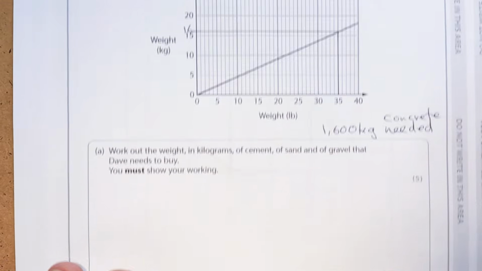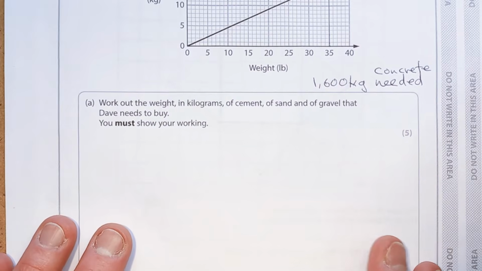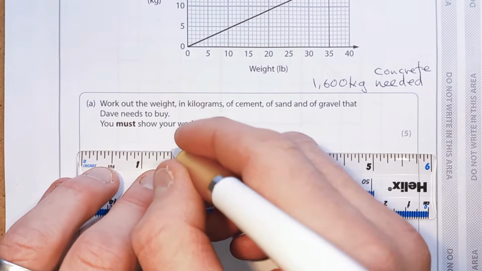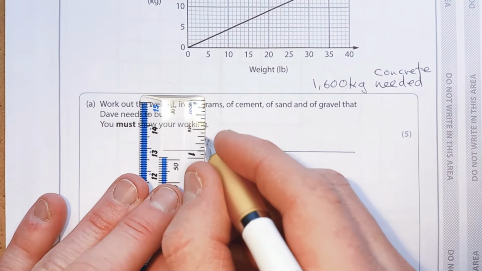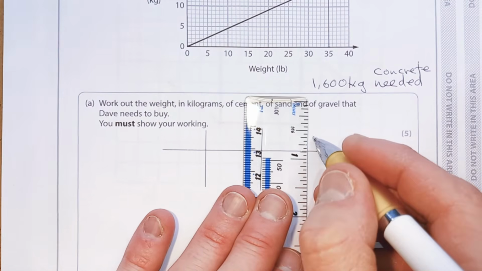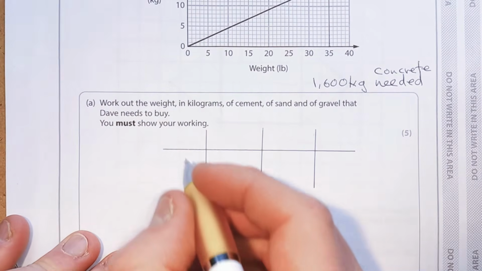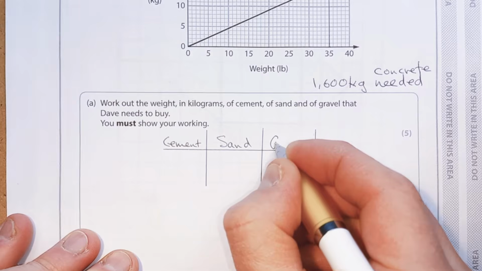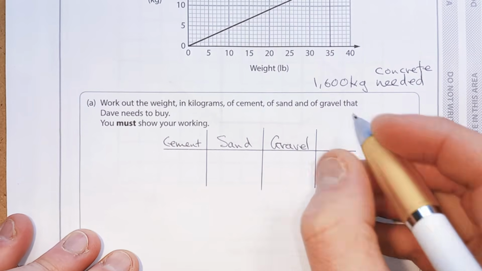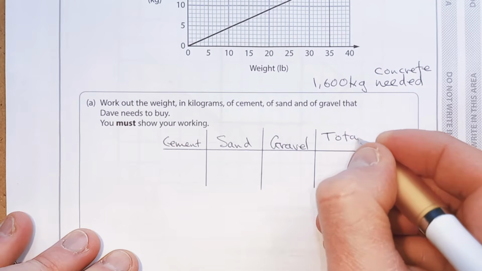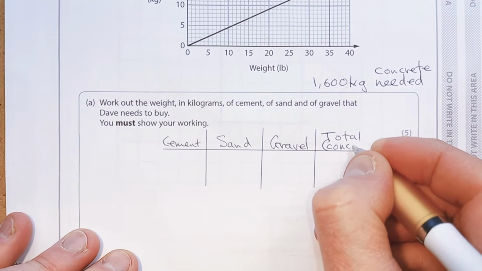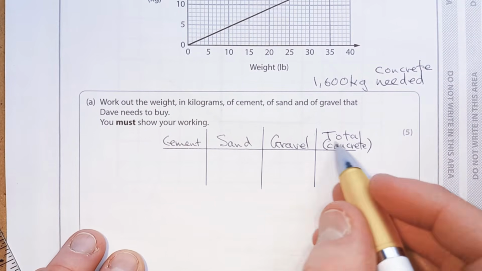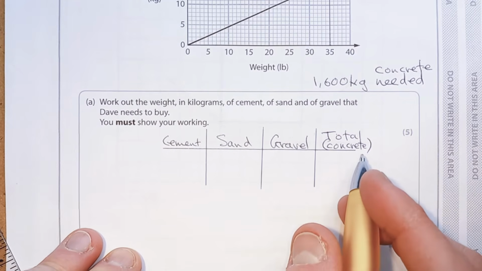Right, so let's start to work with our ratios. So I'm going to draw a table. And in our table, we're going to need cement, sand, and gravel. And then we're going to have a total column. But actually the total is what they're calling concrete. Because you mix these things together, you get concrete. But I think it's clearer because we're used to having a total column. So we're going to have that in there too.